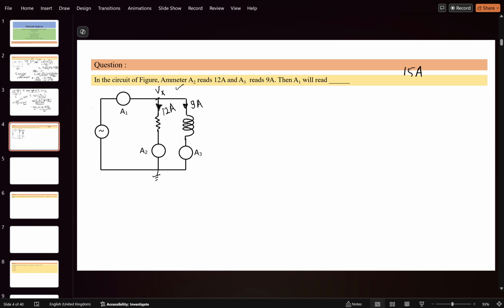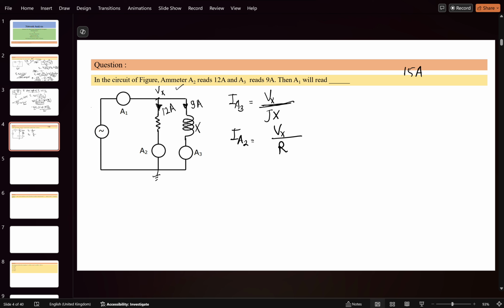Okay. So the current going into the IA3 will be equal to Vx divided by jX. Suppose this is the X reactance, jX. Okay. What about the IA2? The IA2 will be Vx divided by R.